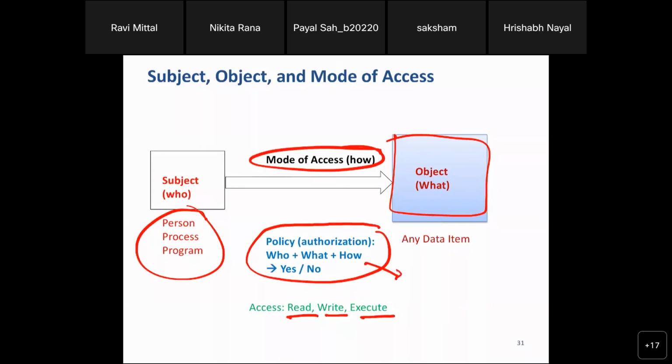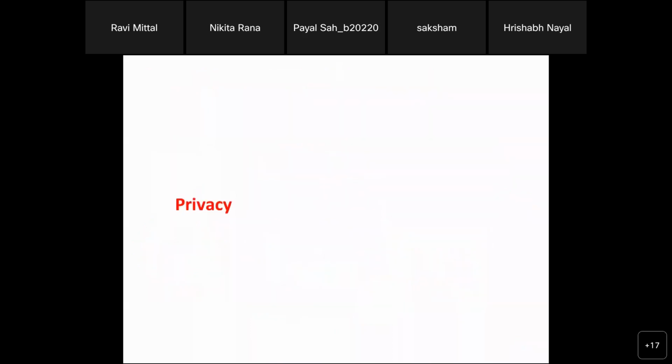Suppose it is Alice. Can Alice access this object, say database 1? There has to be a policy, and you will say yes. Then there also has to be a policy on what part of the database she can access. So in general, in security we have to see these three components: subject, object, and mode of access, and protocols are built around this.